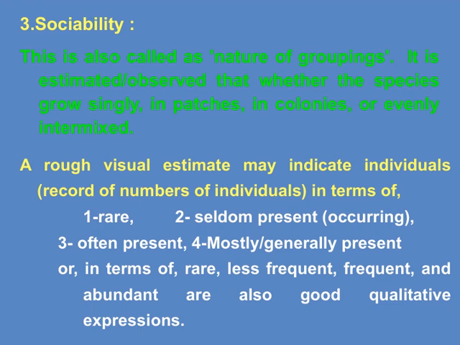Similarly, terms like rare, less frequent, frequent, and abundant are also useful for describing how common or widespread a species is. Understanding these patterns is important because it ties into the overall theme of how organisms interact with their environment and each other. It gives us insight into their behavior, survival strategies, and ecological roles. So, recognizing whether a species is rare or abundant, or how it's grouped, helps us better understand the dynamics of the ecosystem as a whole.